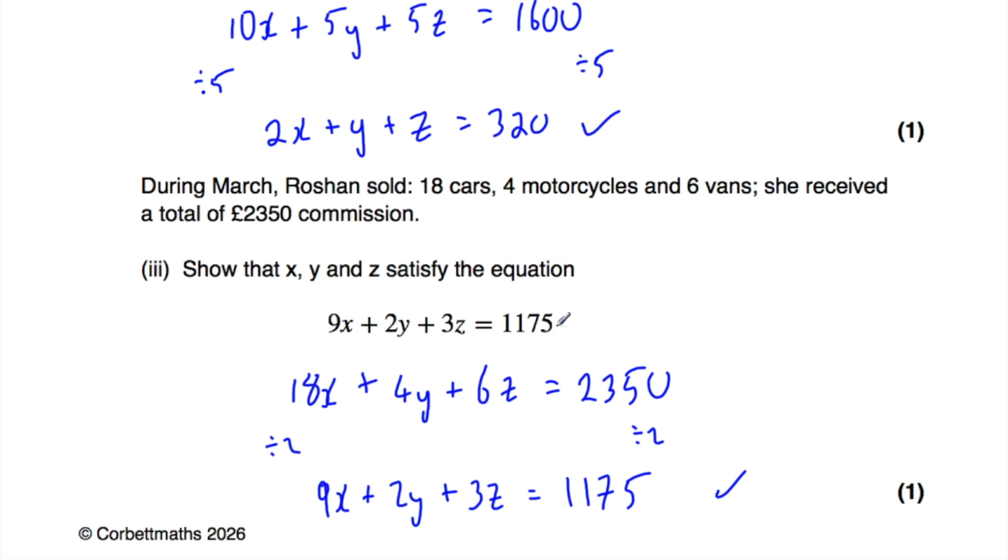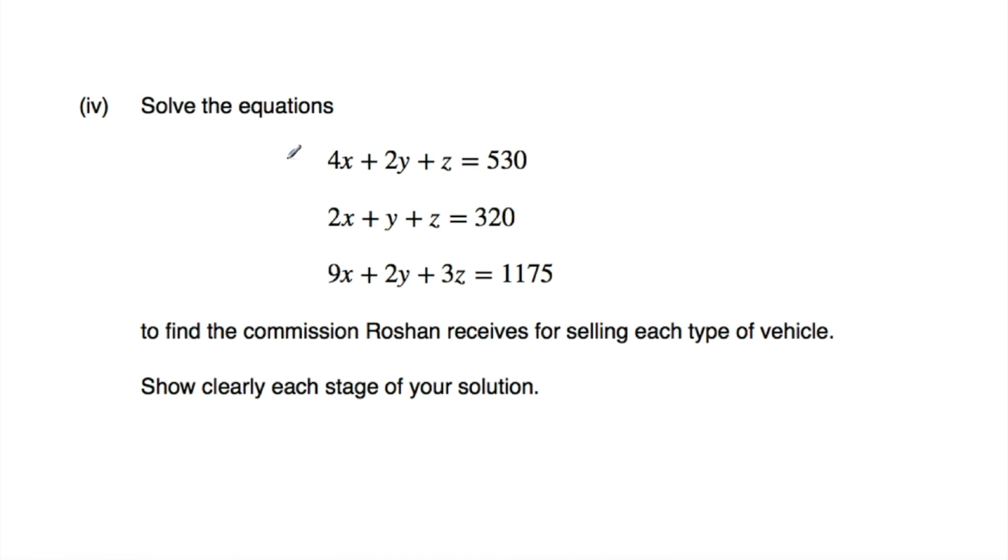I'm guessing our next page, if we turn over, will be to solve those simultaneous equations. So let's see if that's the case. Yeah, so we've been asked to solve the simultaneous equations, those 3 equations we've shown already. We've been asked to solve them to find the commission Roshan receives for selling each type of vehicle. So if we find out what x is, that'll be how much she receives for each car she sells. Then if we find out what y is, that'll tell us how much commission she receives for selling each motorcycle. And if we find out what z is, that'll be how much commission that Roshan receives for selling each van.